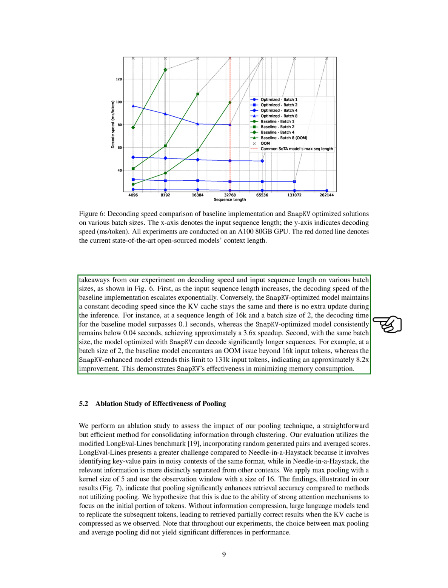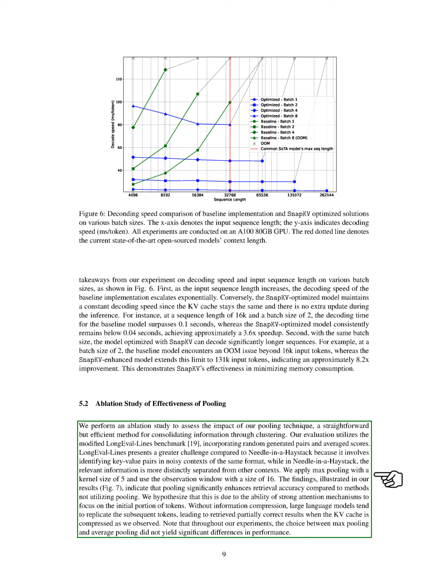Our experiments revealed two key findings. Firstly, as the input sequence length increases, the decoding speed of the baseline model rises sharply, while the SnapKV optimized model maintains a consistent decoding speed due to the unchanged KV cache. Secondly, the SnapKV enhanced model can decode much longer sequences compared to the baseline model, showcasing an improvement in memory consumption efficiency.